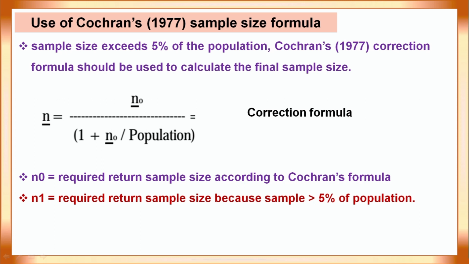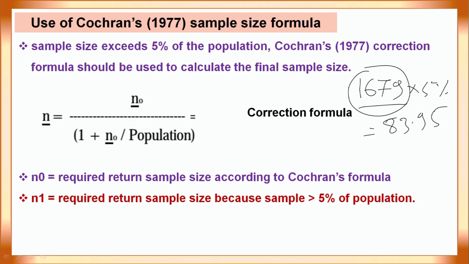Okay. What is the correction formula? So, just assume that you have a population of maybe 1679, that is your population size. Okay. So, what is the 5% of that? It will be around 83.95, that is 84. But in this case what is our determined sample size? That is 119 or 120. Okay. So, what you need to do? You need to use this correction formula.